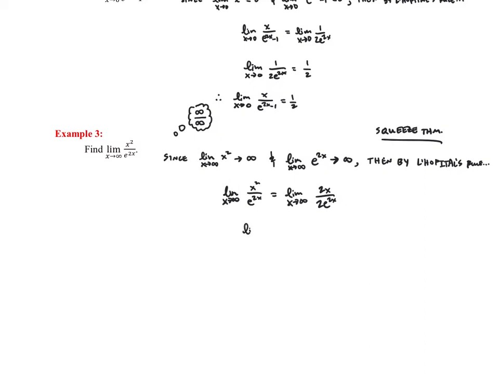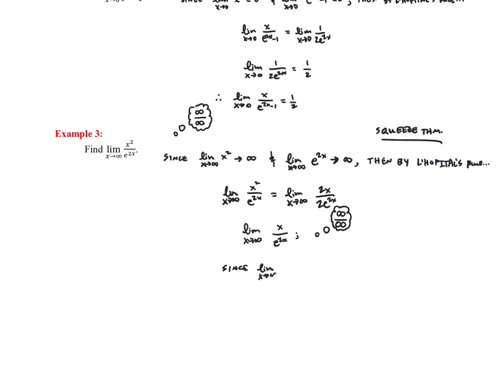Not anything I can do there, I suppose I could simplify just slightly. Reducing the 2's, that would be the same as the limit as x approaches infinity of x over e to the 2x. Now notice that this also will take on an indeterminate form, infinity over infinity. Therefore, I'm going to use L'Hopital's rule again.